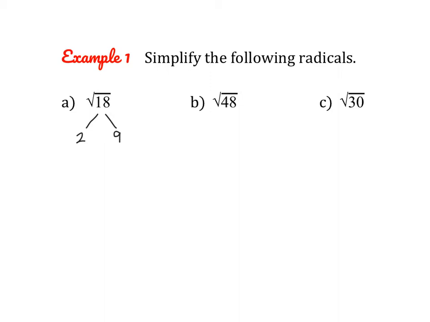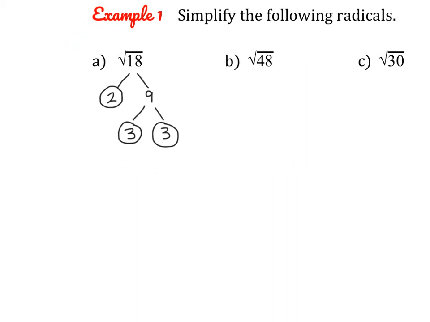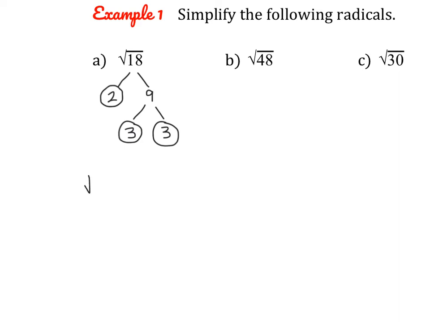Since 2 is a prime number, I'm going to circle it so I remember that I'm done factoring. However, 9 is not a prime number. I can factor that into 3 times 3. Now 3 is a prime number, so I'm going to circle both of those. Now I'm going to list my prime numbers inside my square root sign, 2 times 3 times 3, and then go on to that next step.